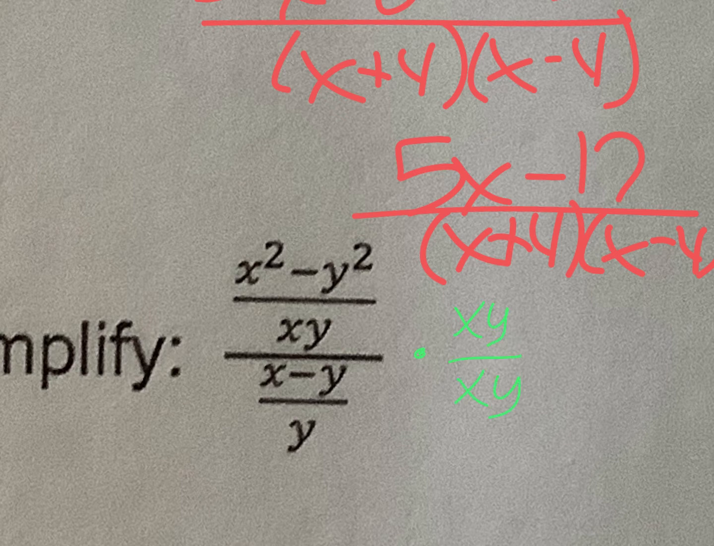Just multiply by the LCD like we did up top. And on this top, just look at the top only. The x, y's would cancel. That would leave you with an x squared minus y squared. And on the bottom, just the y's would cancel.